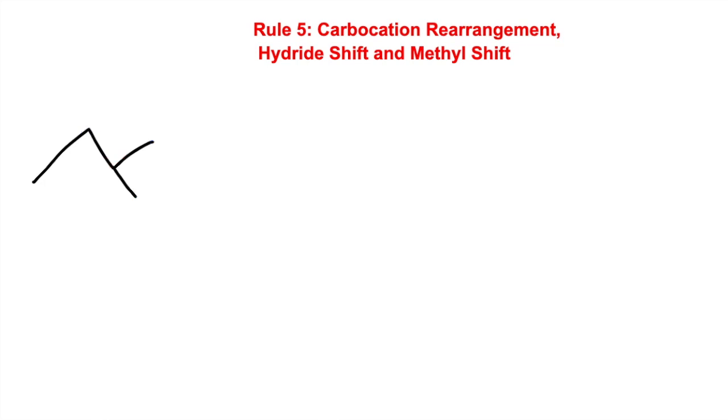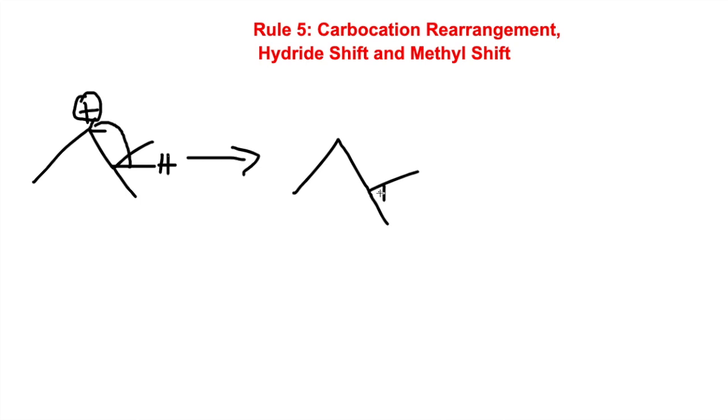Let's say, for example, the positive charge was on this carbon over here. This tertiary carbon has a hydrogen, and so this hydrogen will go to that carbocation, and so we would have this happen, and the positive charge would be over here. So this is a hydride shift. Okay, so now a methyl shift can also happen.